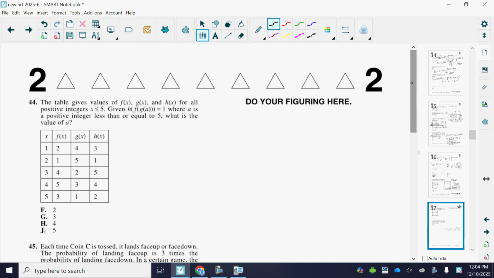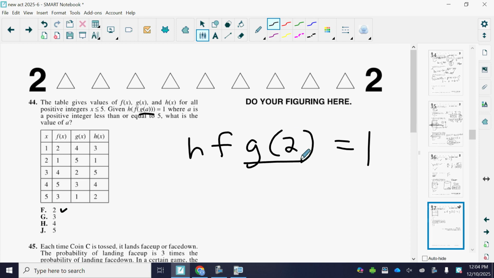Am I done? We did this in class, didn't we? h of f of g of some number a gives me 1. So what do I do? I plug them in. Is the answer 2? Well, what's g of 2? 5. What's f of 5? 3. What's h of 3? 5. No good. I think the answer's 5.